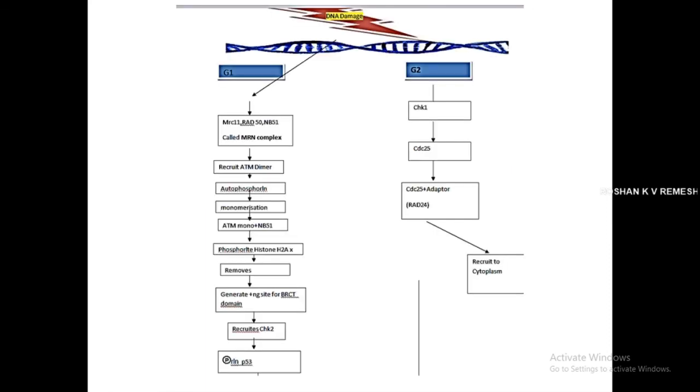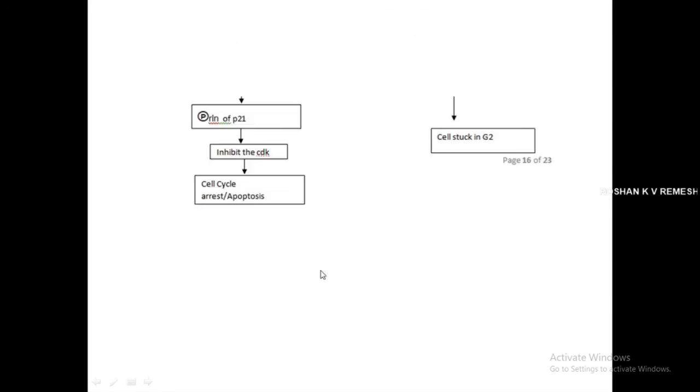So by that time, different DNA repair enzymes can recognize this DNA damaged area, and the damage gets repaired. Then these assemblies get dissociated, and finally the cell cycle may progress from G1 to S phase of the cell cycle.